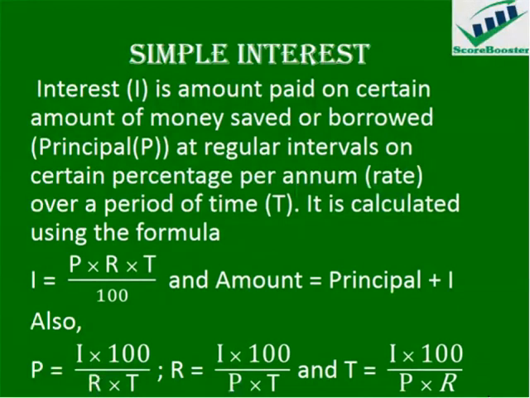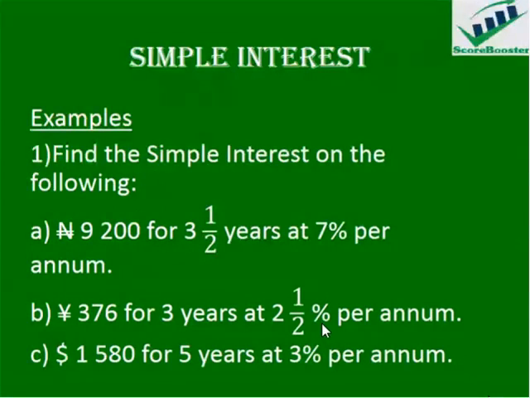So now we move to examples on simple interest. Just brushing through. The first question says we should find the simple interest on the following. The first one: simple interest on 9,200 naira for 3.5 years at 7% per annum. This simply tells us that what we are looking for here is interest, and the amount of money we are to calculate the interest on is 9,200 naira. So that means 9,200 naira is our principal, for 3.5 years. That means our time is 3.5 years. At 7% per annum, that means our rate is 7%.